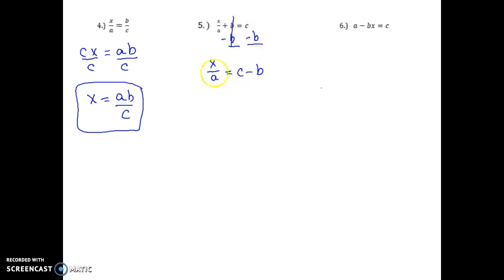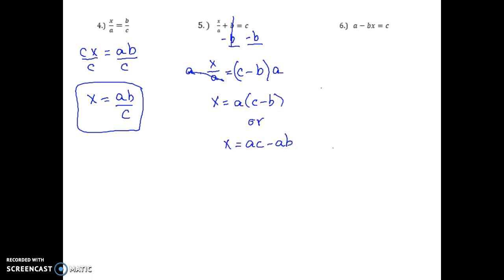Okay, now to get x by itself, because we're dividing by a, we can multiply this side by a. We can do the same thing to the other side. These would cancel out. And x would be equal to, we'll just rewrite this as a times (c minus b). Or we can actually distribute and say x is equal to ac minus ab.